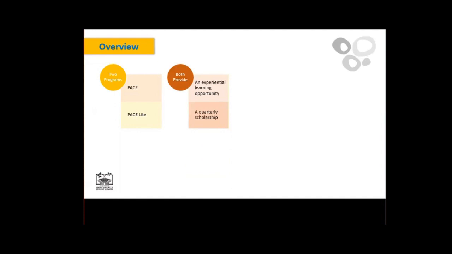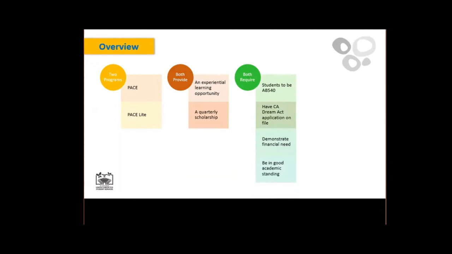Both programs will also provide students with some amount of compensation for the time that is put into their learning opportunity. To be eligible to apply, both programs require students to be AB 540, have a California DREAM Act on file, demonstrate financial need, and be in good academic standing, meaning you have a minimum of a 2.0 GPA. If you are not sure if you meet these eligibility requirements, you can check your financial aid statement or contact our office for more information.